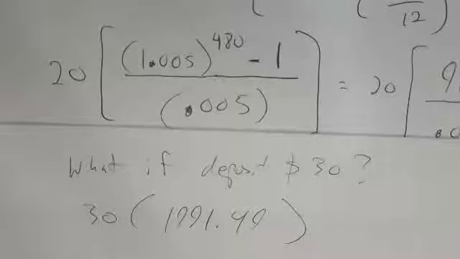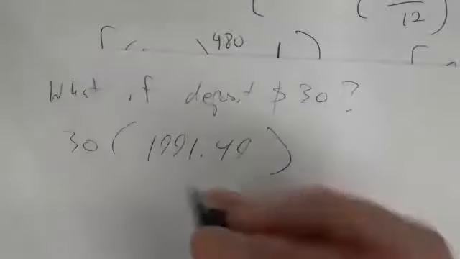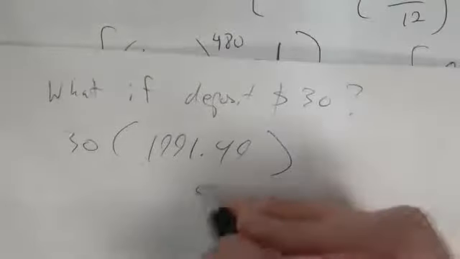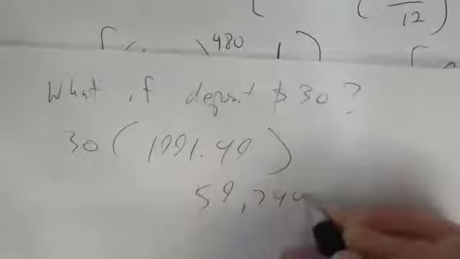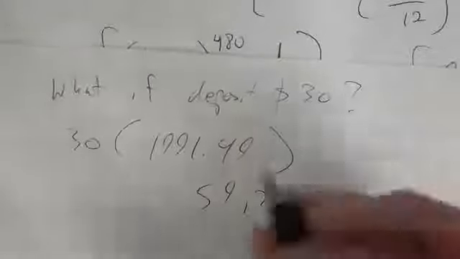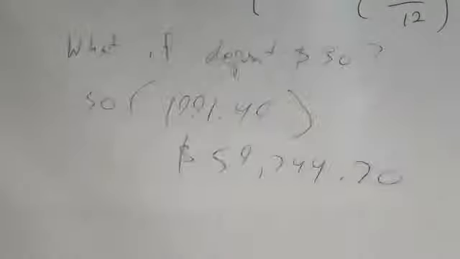291.49. This gives you what? 59,744.72. So 70 cents if you round it.